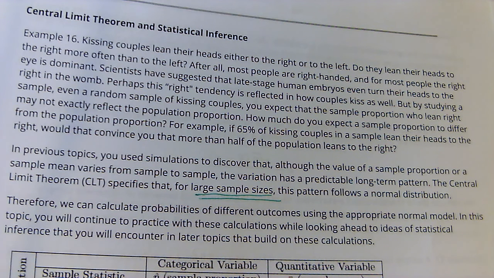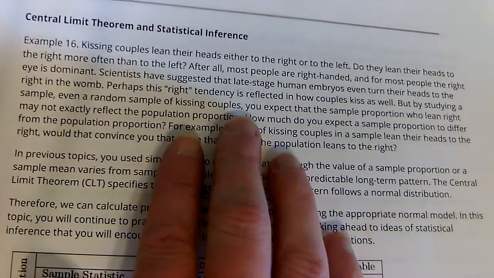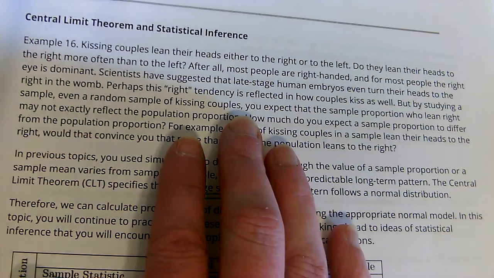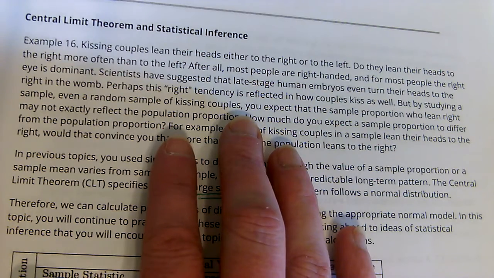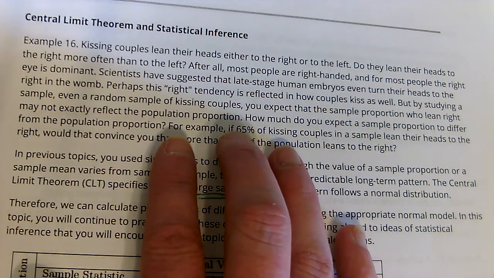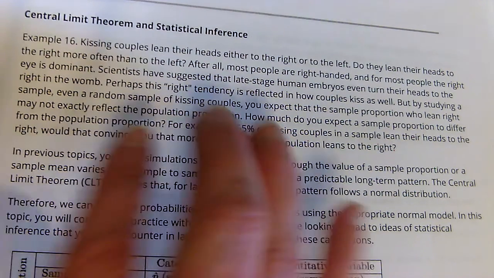After all, most people are right-handed, and for most people, the right eye is dominant. Scientists have suggested that late-stage human embryos even turn their heads to the right in the womb. Perhaps this right tendency is reflected in how couples kiss as well. But by studying a sample, even a random sample, you expect the sample proportion who lean right may not exactly reflect the population proportion, but how much do they differ?